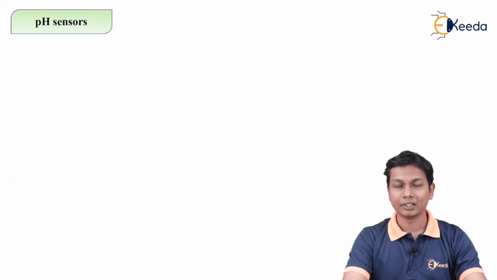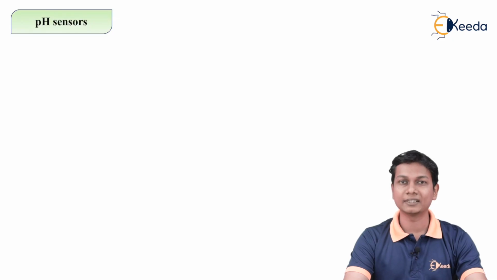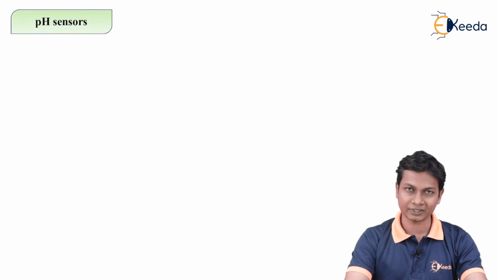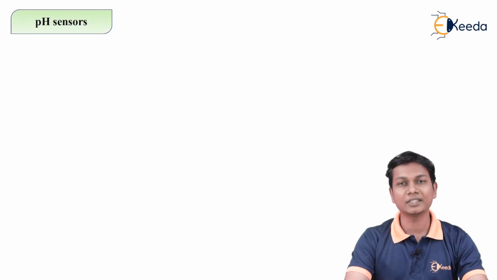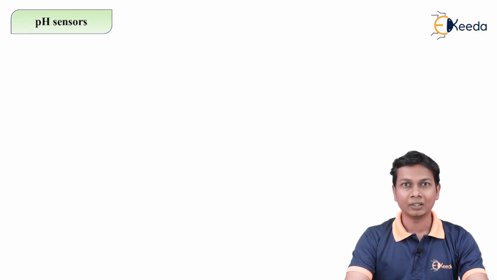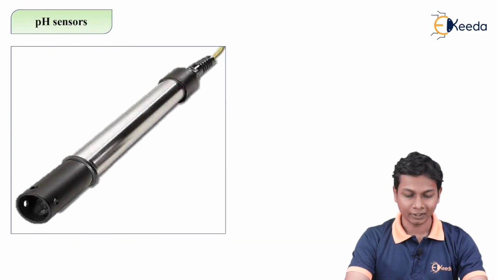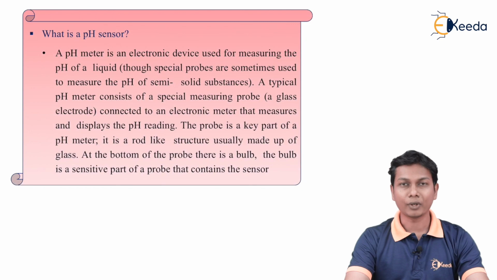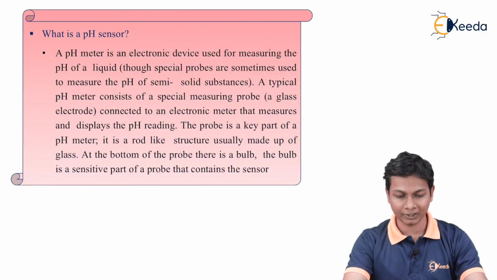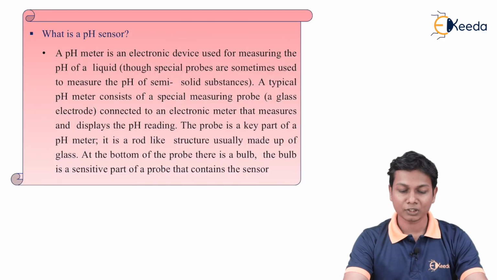Now, here is another type of sensor, that is the pH sensor. Before that, we have already seen the pressure sensor and the moisture sensor, and here is the pH sensor. It is one of the parameters required in the agriculture industry. So what is that? Here is our pH sensor. What is a pH sensor? It is an electrical device used for measuring the pH of a liquid, and special probes are sometimes used to measure the pH of a semi-solid substance.